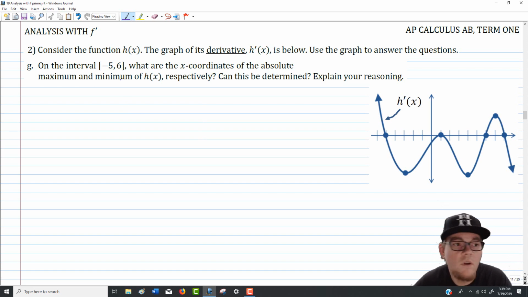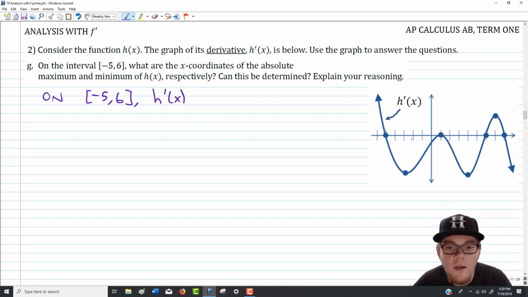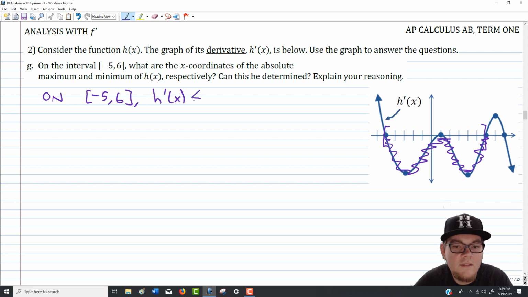So once again, my focus is going to be to begin with what's actually happening on that interval, -5 to 6. So it's basically us asking, well, what's going on there? Well, here's -5, and here is 6. So what do you notice about the graph of h prime down there? Look at all these values. Would you agree h prime of x is less than or equal to 0 the entire way?